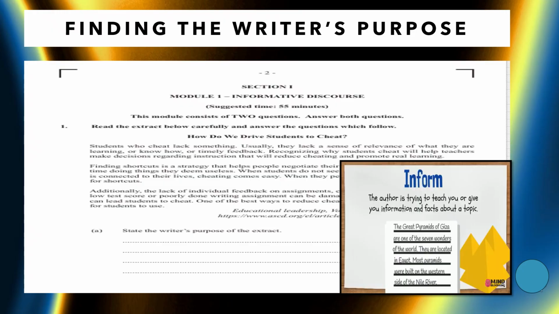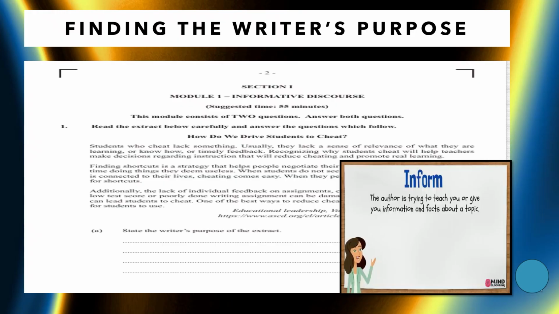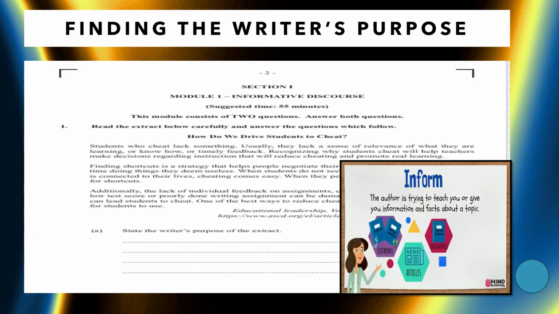In this text, the author is giving you information and facts about the Great Pyramids of Giza. Some examples of texts where the author is trying to inform you of something are textbooks, such as science or social studies, articles, like in magazines or newspapers, biographies, in which the author is informing you about the life of someone important, and recipes, in which the author is teaching you how to cook or bake something.